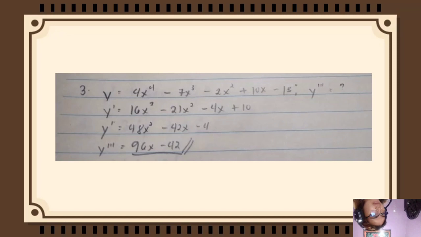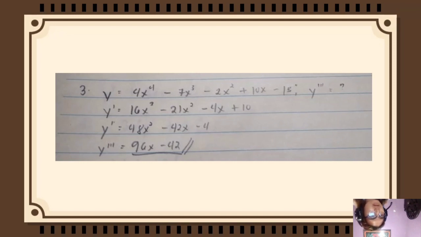Oh, let's move on. Number 3 tayo. So, example number 3. Parang ganun lang sa example number 1. Kunin lang natin yung third derivative niya. So, ganun din. 4 times 4, 16. Minus 1, 3. 7 times 3, 21. Minus 1, 2. 2 times 2 is equal 4. Minus 1. Wala na. Tapos, 10 times 1 is equal to 10. Wala na yung x. Ito, 0 na.